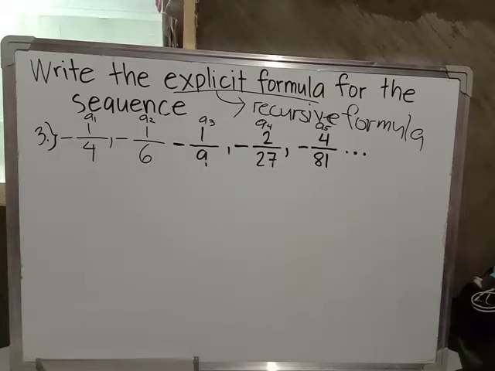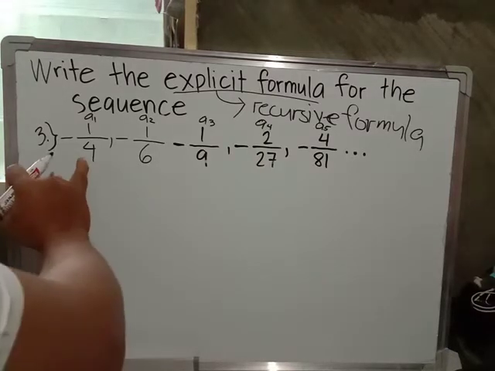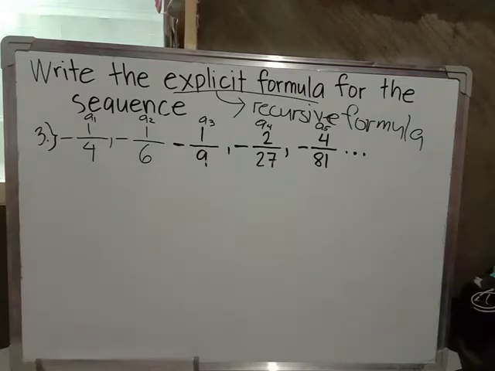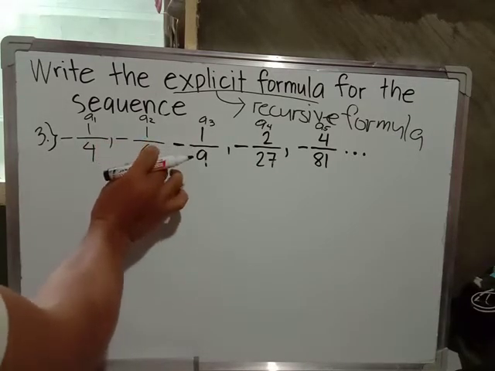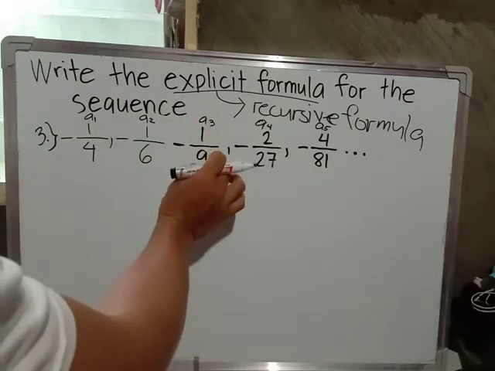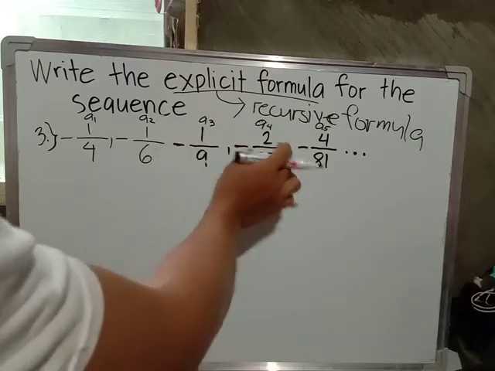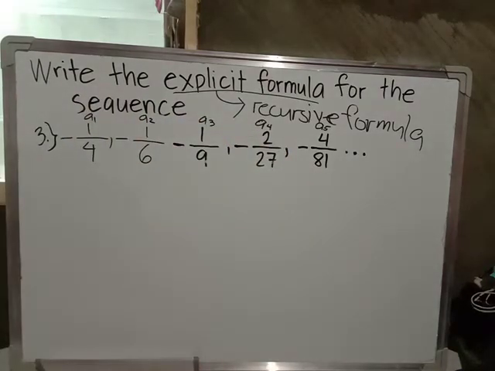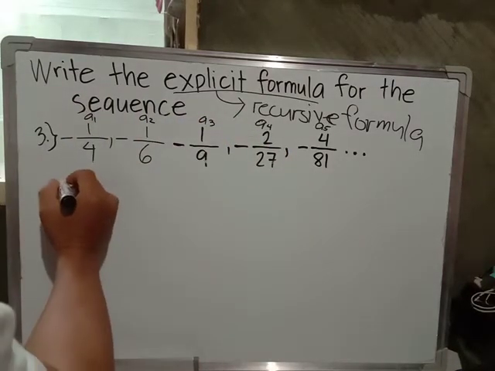In example number 3, hindi natin siya mahanapan ng explicit formula. So, hanapan na natin siya ng recursive formula kasi yung difference niya is not constant. So, gamitin na lang natin yung si E1 at saka si E2 para magkaroon tayo ng recursive formula. Paano ba na-achieve si E2 by using E1? Paano na-achieve si E3 by using E2? Paano na-achieve si E4 by using E3? So, ganun lang.